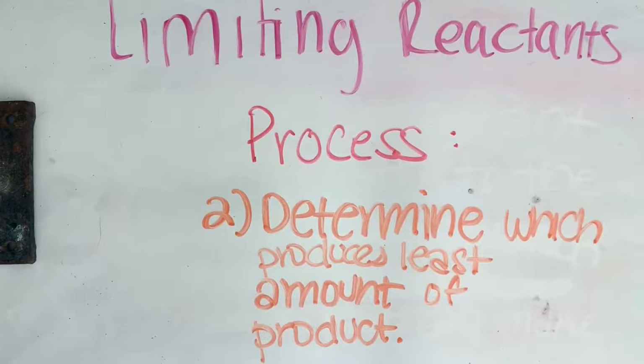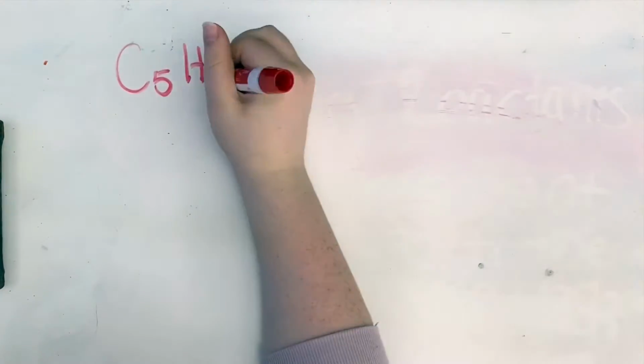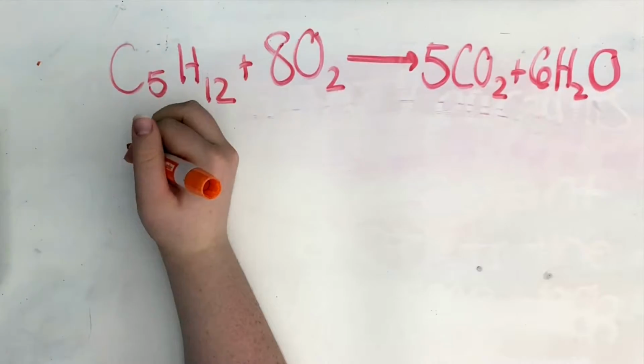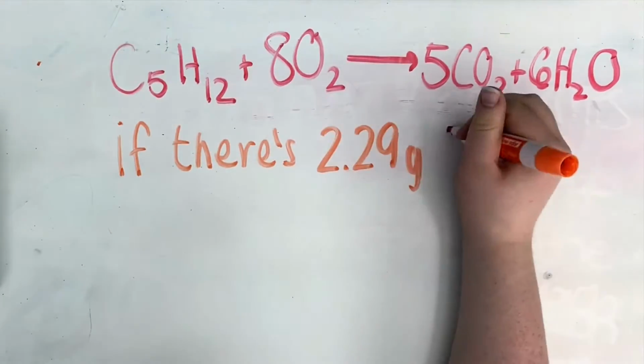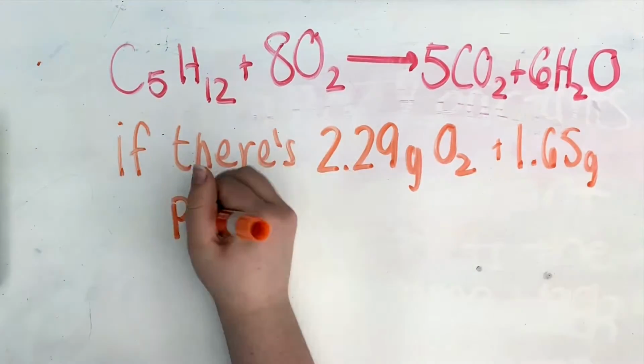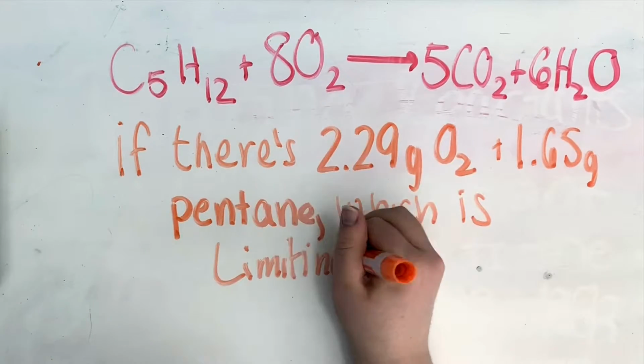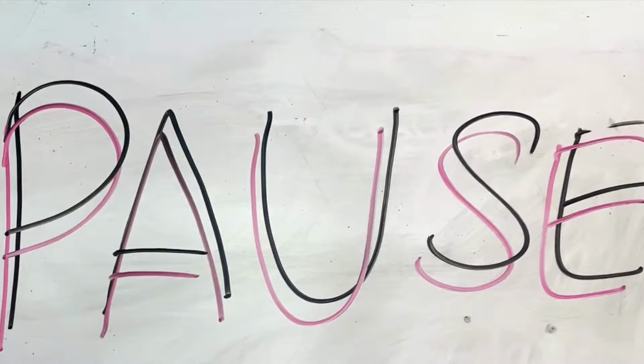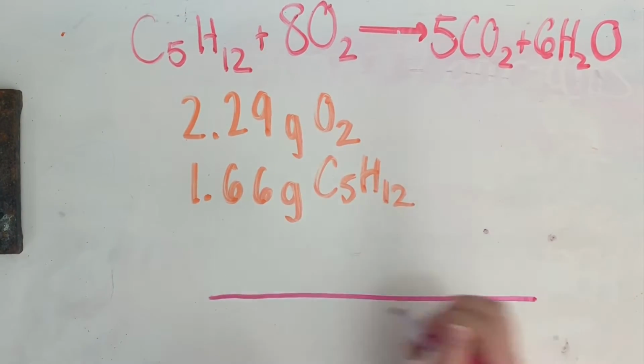Given the chemical equation C5H12 plus 8O2 yields 5CO2 plus 6H2O, if there's 2.29 grams of oxygen and 1.65 grams of pentane, what is the limiting reactant? What is the mass of carbon dioxide produced? Pause here and give it a try. Now that you've had some time, let's go over it.